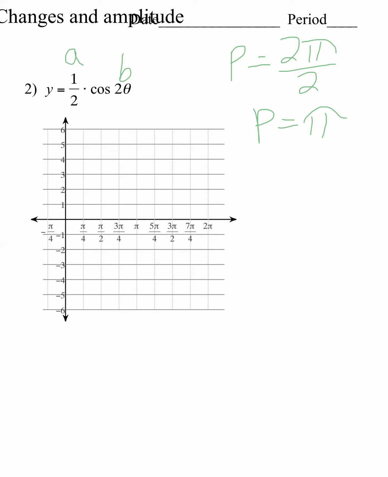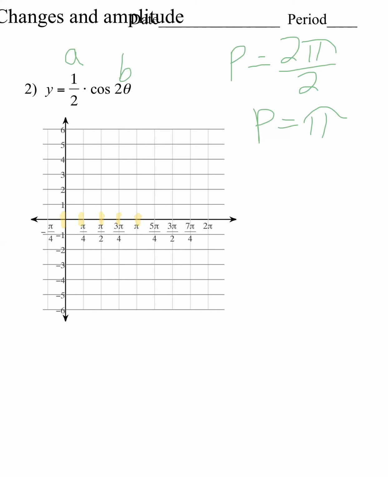So let me just take a second and highlight them. One full cycle is going to happen between 0 and pi, and then I'll have a quarter point at pi over 4, another one at pi over 2, and one at 3 pi over 4. Okay, so there's all my important points where things are happening. And let's go ahead and switch to red. Why not?